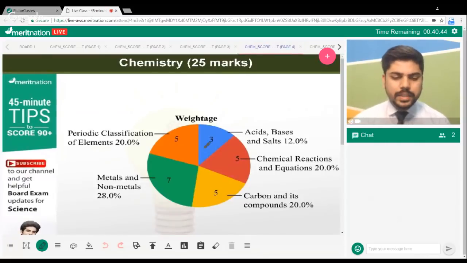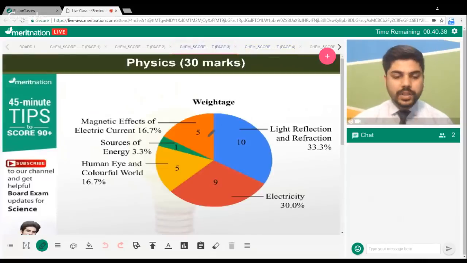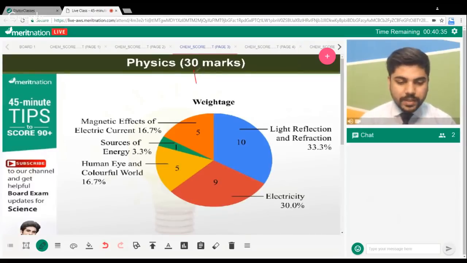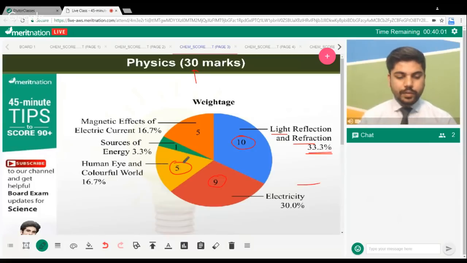Now, if I talk about the physics subject, it comprises 30 marks. Out of 30 marks, 10 marks come from the light reflection and refraction chapter, which basically constitutes 33.3 percent, right? And if I talk about the electricity chapter, we have 9 marks more or less. If I talk about human eye and colorful world, we have 5 marks out of 30.